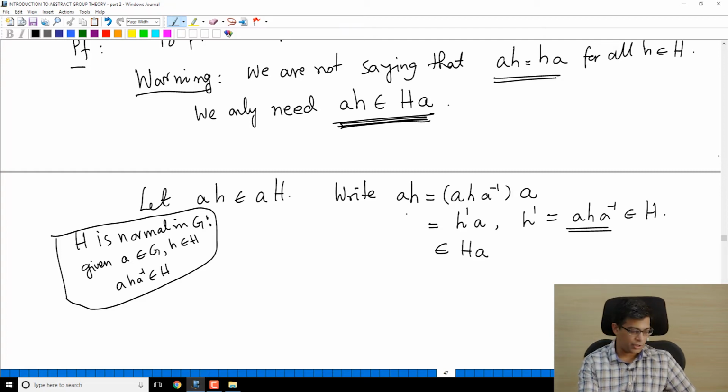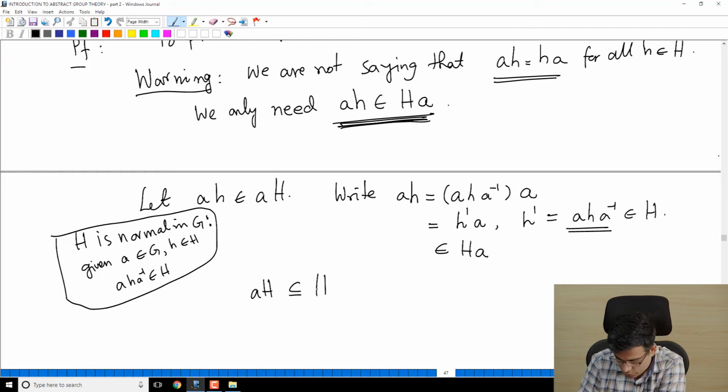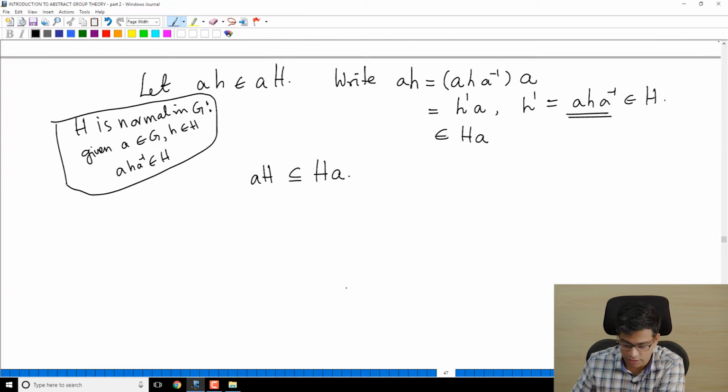So if you take an arbitrary element of the left coset, it is in the right coset. So aH is a subset of Ha and the opposite is identical. Okay, so you can do this by symmetry, but let me just illustrate the point again. If it's not clear to you, hopefully it will be clearer after this. Let's take an arbitrary element of the right coset.